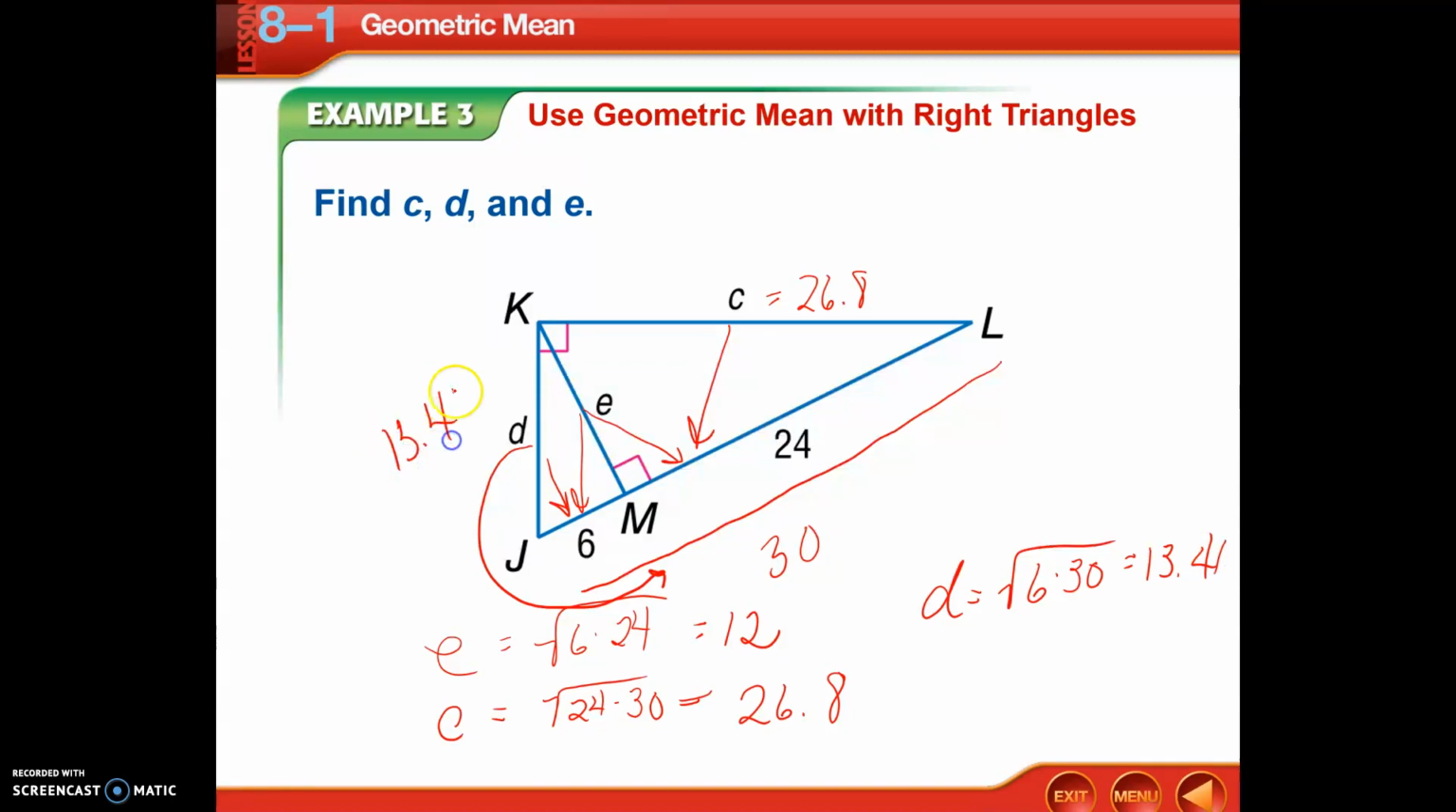So the only thing that will be a little bit different sometimes in your homework, they might give you E. So they might say this is 12, and then you won't have 6 or maybe 24, and you have to find that. So you'll have to use your algebraic methods to do that. And if you have any questions, let me know.